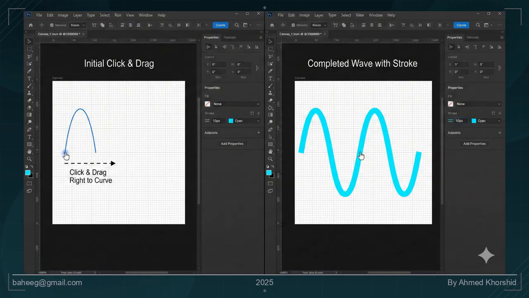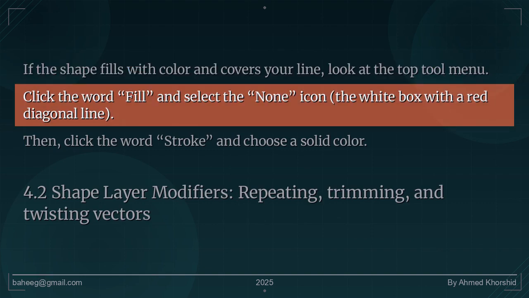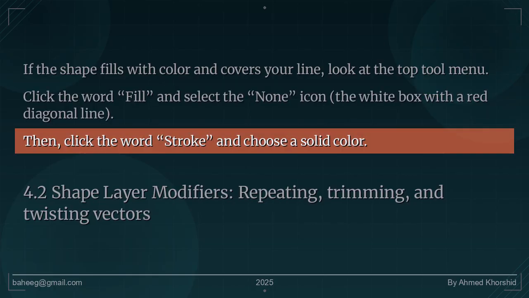Figure, a split-screen screenshot. Left side shows the initial click and drag action creating the first arch of a wave. Right side shows the completed sine wave shape with the fill disabled and a bright 10px stroke enabled. Annotations imply the direction of the mouse drag. If the shape fills with color and covers your line, look at the top tool menu. Click the word fill and select the none icon, the white box with a red diagonal line. Then, click the word stroke and choose a solid color.